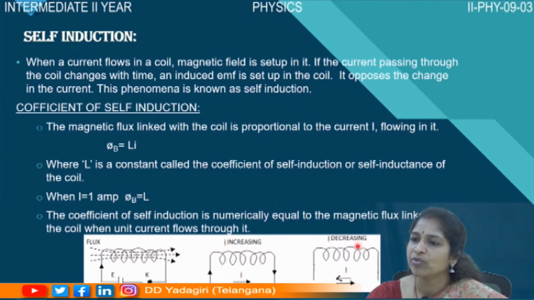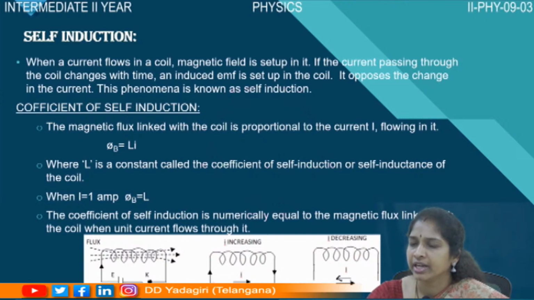So when there is a decrease in the current, EMF is generated, and according to Lenz's law, that EMF opposes the original cause. What is the original cause here in this case? Decrease in the current. So it tries to increase the current. In the case where there is an increase in the current, the developed EMF tries to decrease the current. Where there is a decrease in the current, the developed EMF tries to increase the current.